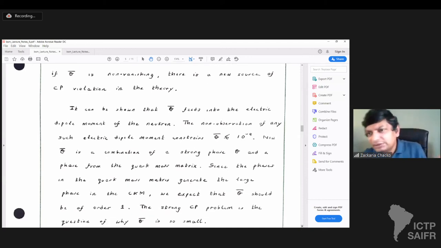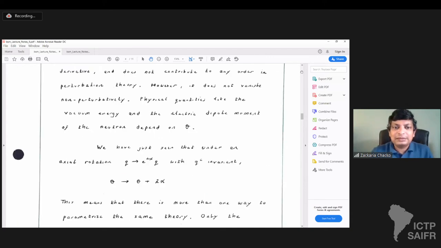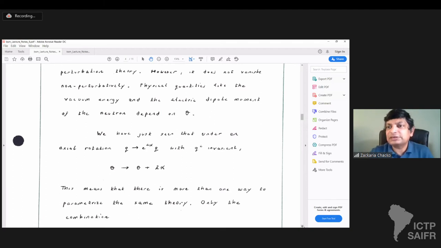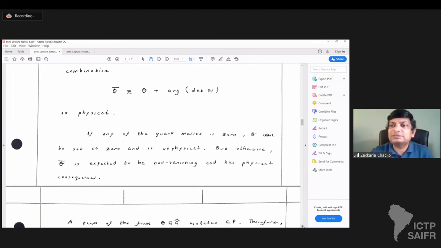You must be wondering, why am I calling theta bar a phase all the time? Why is it not just a parameter? But the point is that I can rephase by 2 pi and get the quark mass back to the same form. And so theta is really only defined modulo 2 pi. So that's why I keep talking about it as a phase.